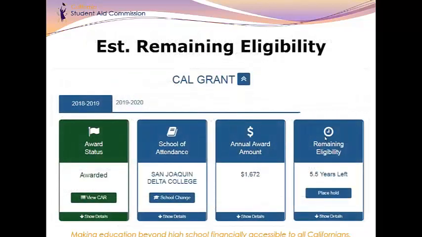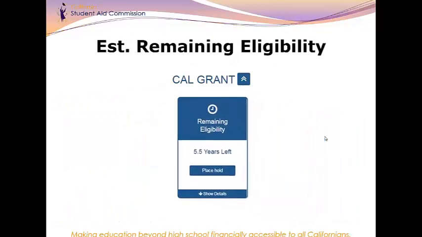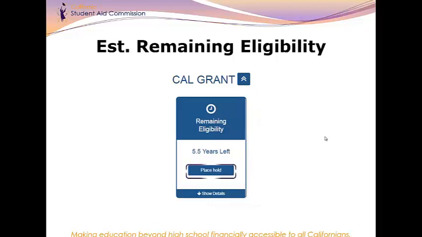The next card we'll look at is the remaining eligibility. From the remaining eligibility card, you can see how much time of Cal Grant you have estimated remaining, or you may place a hold. It would also be a leave of absence.